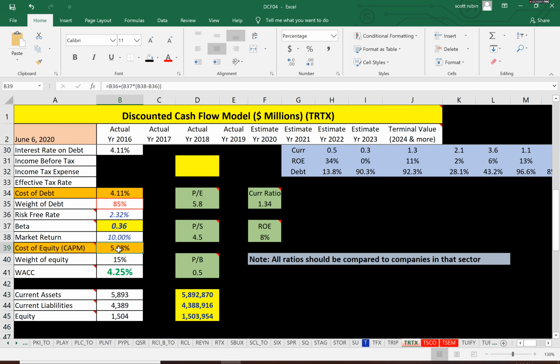So the cost of equity is 5.1%, and that's using the CAPM, capital asset pricing model, and they used beta for that. And the cost of debt is 4.11%. And when you combine these numbers together, you get the WACC, the weighted average cost of capital, and that's 4.25%. And that's what we're going to discount the future cash flows by.